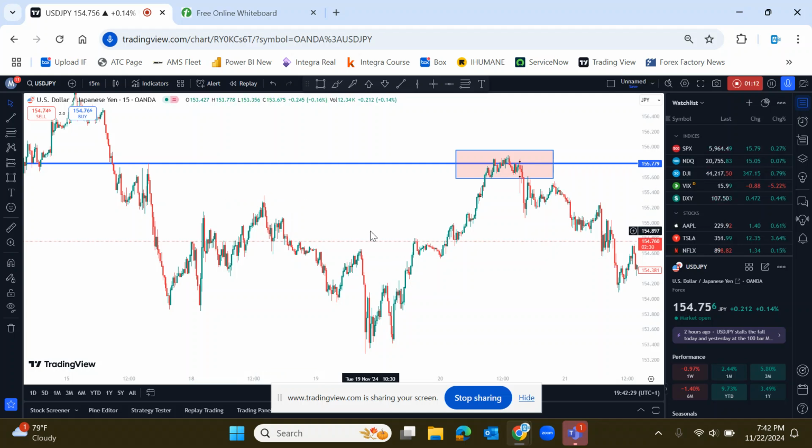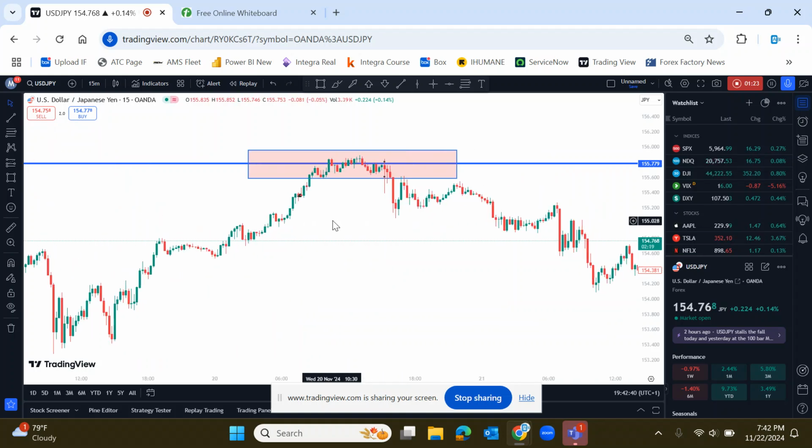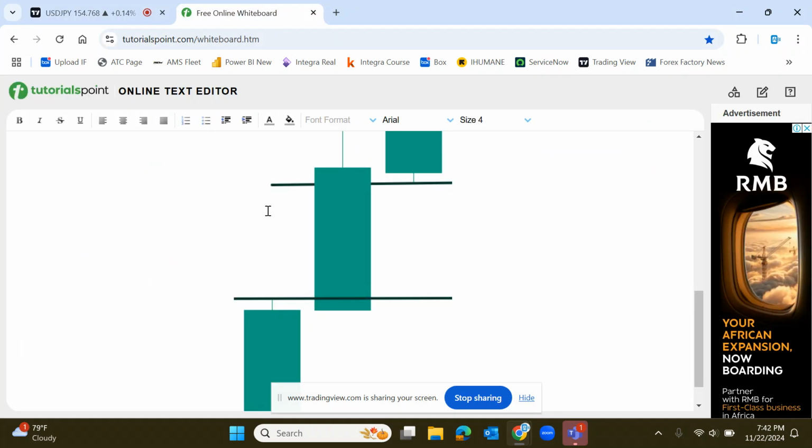One of the things we will be looking at today is the power of fair value gap. For you to understand what a fair value gap means, we will make an illustration of what a fair value gap is on the whiteboard. So now this is it.